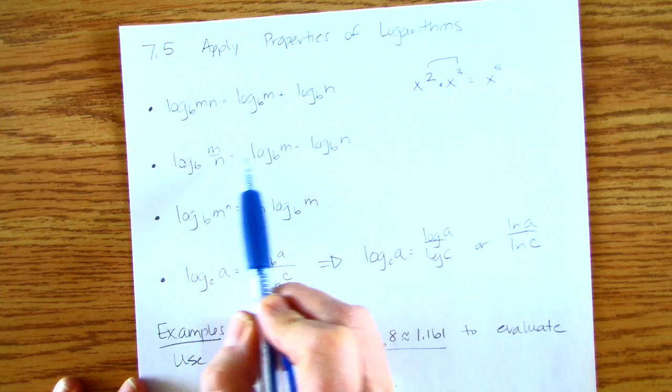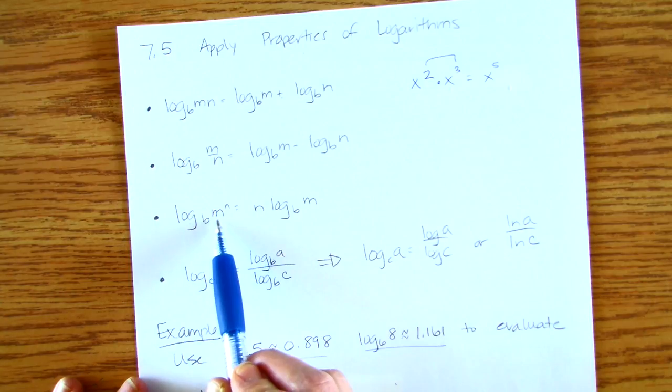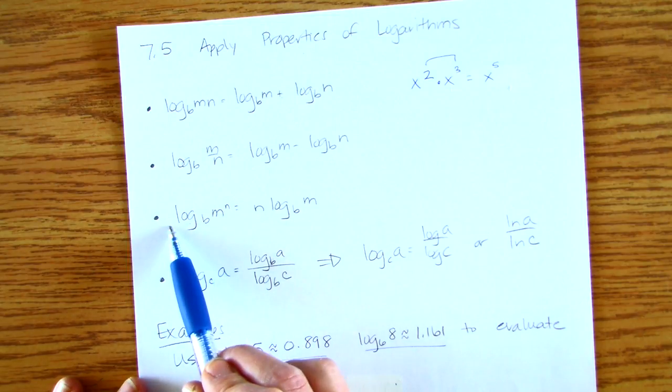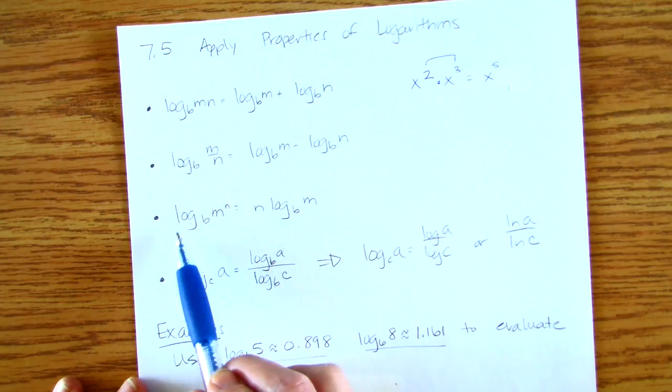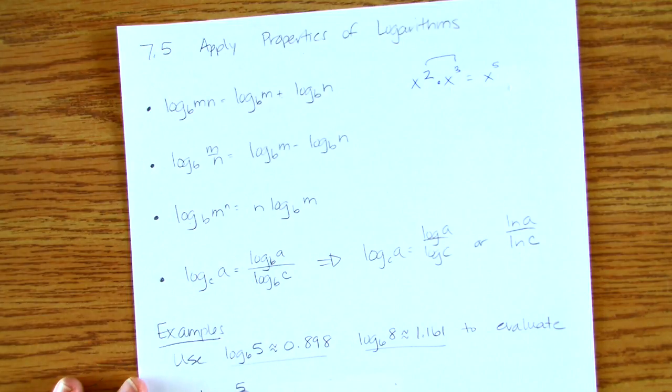Likewise, the log of a quotient is equal to the difference of the logs. The log of a value raised to a power, I can bring that exponent straight down front. I find this to be one of the most useful properties of logs, and you'll see how that comes into play later.